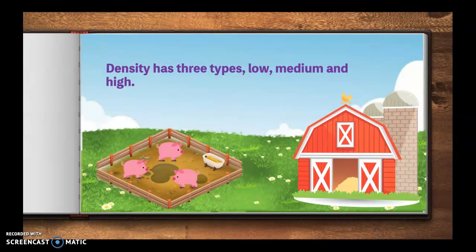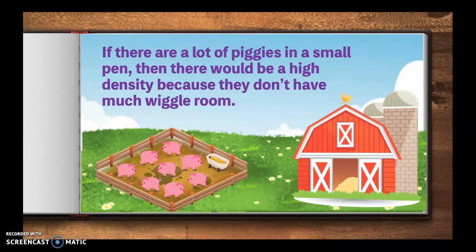Density has three types: low, medium, and high. If there are a lot of piggies in a small pen, then there would be a high density because they don't have much wiggle room.